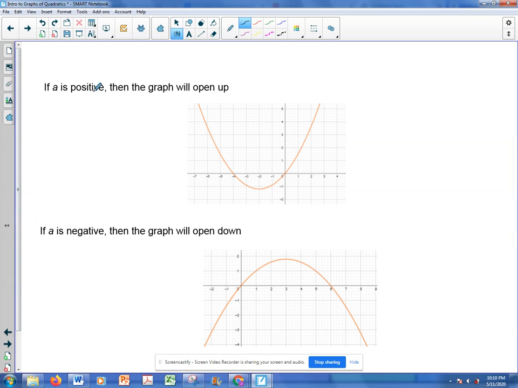All right. If a, the leading coefficient, is positive, we know it's going to make a smiley. It's going to open up. And if a is negative, if that coefficient with the quadratic term is negative, it's going to open down, a frowny. If you have a positive outlook on life, you have a smile on your face. If you've got a negative outlook on life, you've got a frowny. All right.